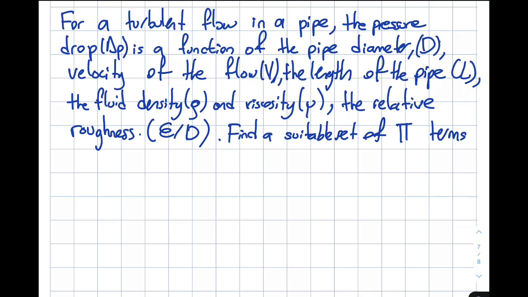Before solving the question, let's understand a few things. Number one, what is epsilon over d? The relative roughness. This epsilon is actually the roughness of the pipe. If it's a copper pipe, then epsilon will be the roughness of the copper. This epsilon is given in terms of length as the dimension. So that's a hint to you.